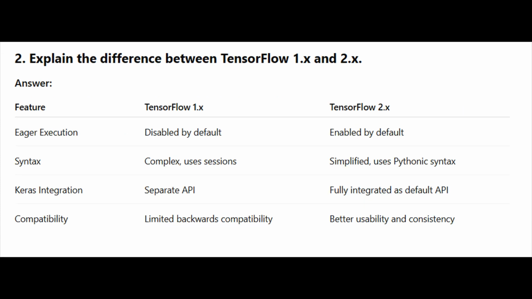2. Explain the difference between TensorFlow 1.x and 2.x. Answer. Feature. TensorFlow 1.x, TensorFlow 2.x. Eager execution. Disabled by default. Enabled by default. Syntax. Complex, uses sessions. Simplified, uses Pythonic syntax. Keras integration. Separate API. Fully integrated as default API. Compatibility. Limited backwards compatibility. Better usability and consistency.